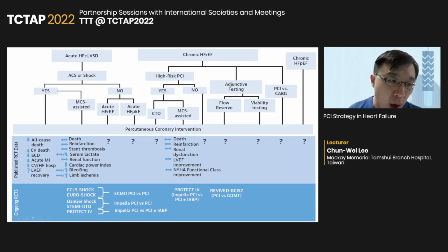There are a few ongoing RCTs which we could look forward to in the future, including those in patients with acute heart failure with hemodynamic instability, whether we implant ECMO first and then do the PCI, compared with PCI only, or perhaps the involvement of Impella. Future RCTs could give us more evidence on what we should do during heart failure plus PCI in hemodynamically unstable acute heart failure patients.